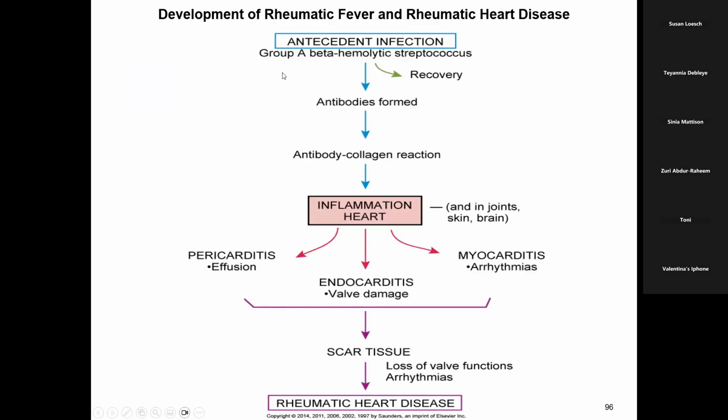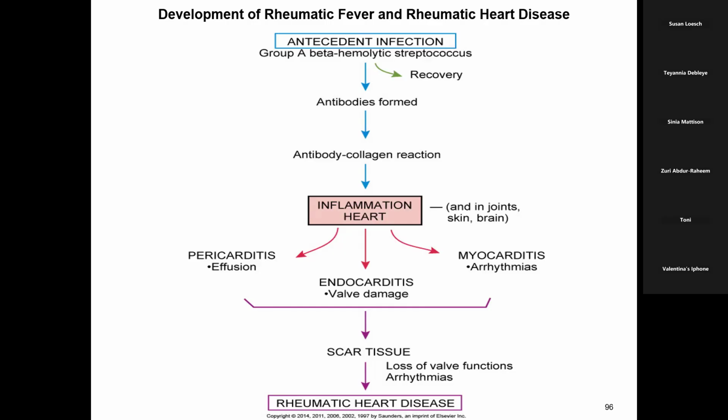So, what you have to remember is they get this group A infection and it's not treated. My CEO actually died from this because he had an infection, a strep infection, and he never got it treated and it killed him. But they have this group A infection. It goes untreated. It causes these antibodies to form. The antibodies have a reaction with the collagen. That's why it's affecting the joints, the skin, the brain.